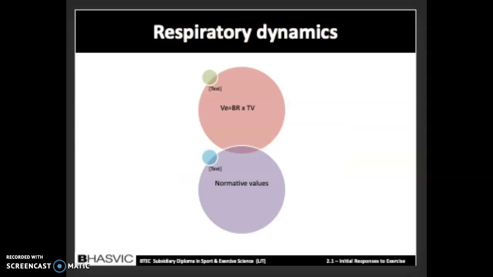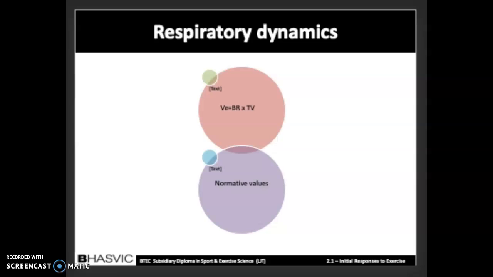Respiratory dynamics. Ventilation equals breathing rate times tidal volume. In the equation, VE stands for ventilation, BR stands for breathing rate, TV for tidal volume. Ventilation is the total volume of air entering the lungs in a minute.